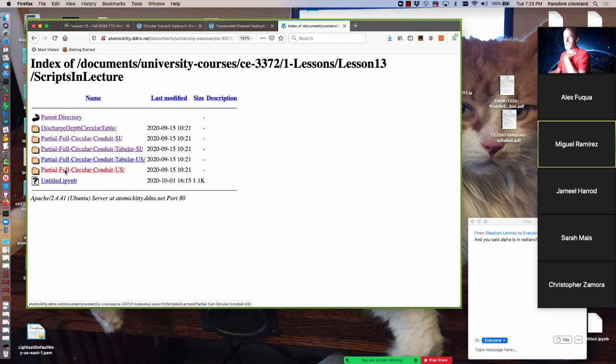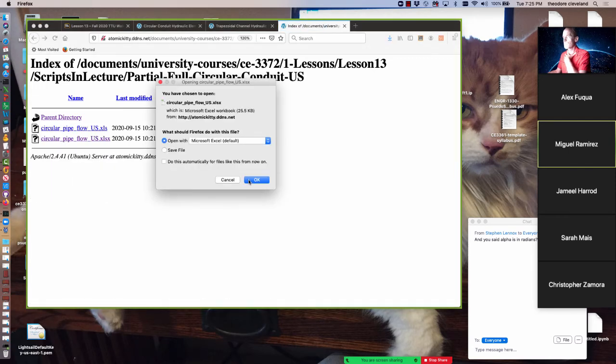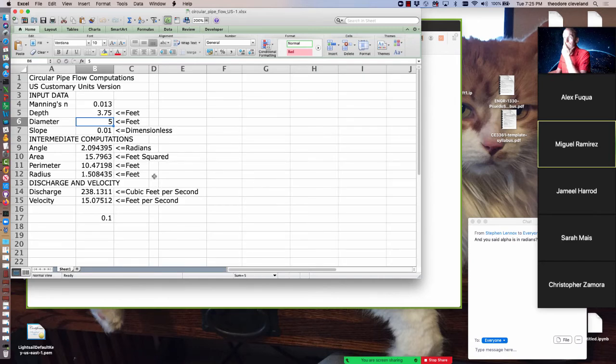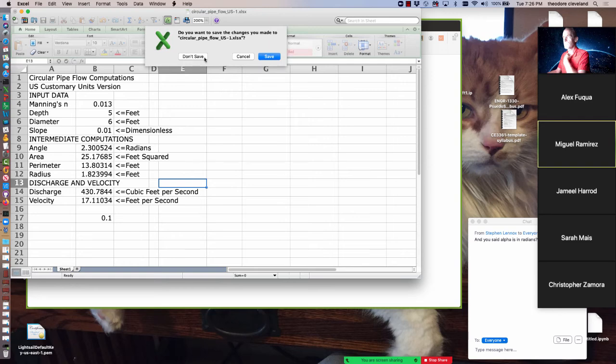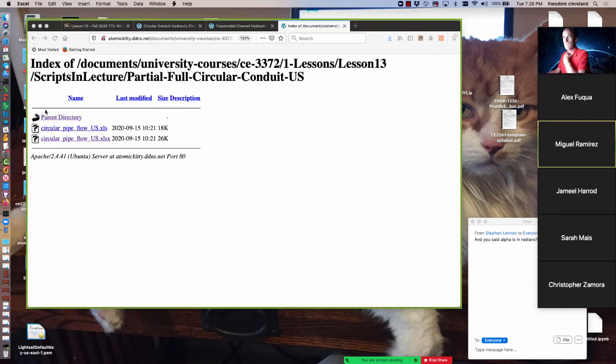We'll use the U.S. customary one. And we'll use the same values that were there. This particular one actually does the Manning's calculation for flow. So it's got a little bit extra that I haven't talked about yet, but I will in a few minutes. So the flow depth, I think we did before, was 5 feet. Diameter is 6. And it calculates the various terms and actually applies Manning's equation for us. So that's for circular flow. Circular pipe.